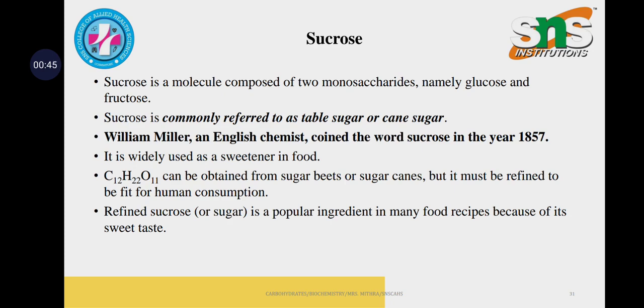So, C12H22O11 is obtained from sugar beets or sugar canes. It must be refined for human consumption. Refined sucrose, or sugar, is a popular ingredient in many food recipes because of its sweet taste.